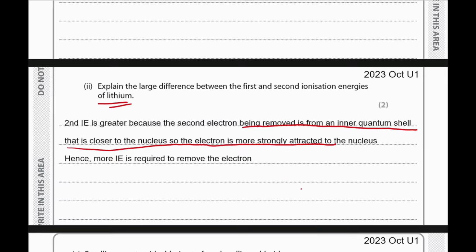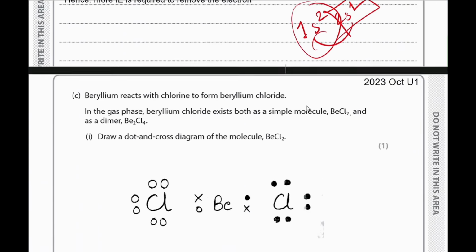If you check out the large difference between the first and second ionization energies of lithium, we know that lithium has 3 electrons, so it is 1s2, 2s1. You can see clearly that after the first electron is removed, the second is going to be higher because the second electron is present in the 1s subshell, which is an inner quantum shell. So the distance to the nucleus decreases and the attraction will be higher. If the force of attraction is higher, more energy will be required to overcome that force, and that is why the second ionization energy is much higher in lithium.